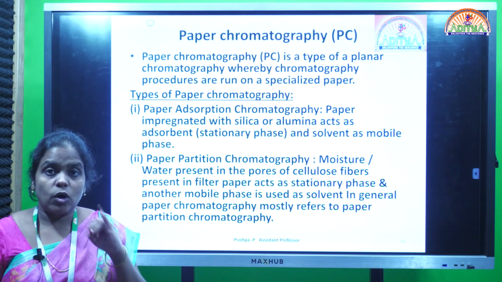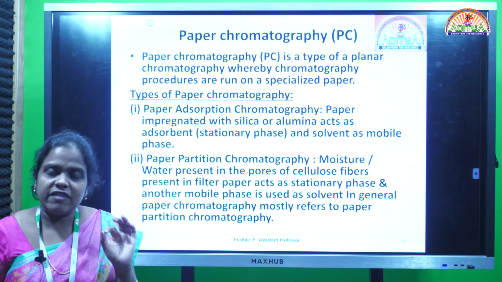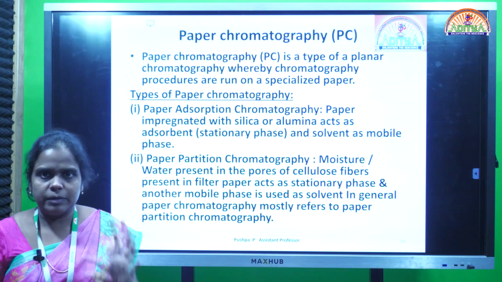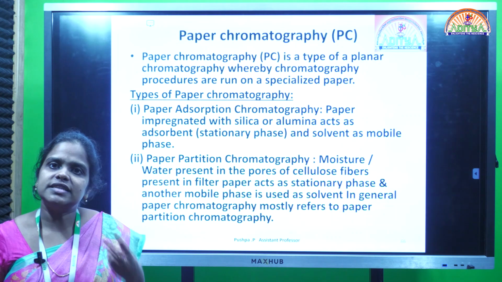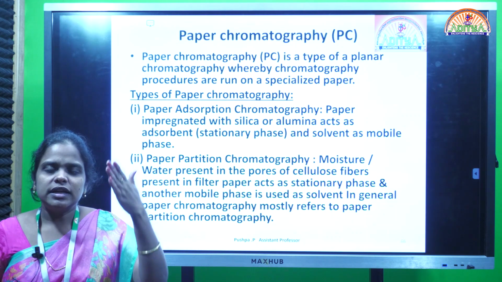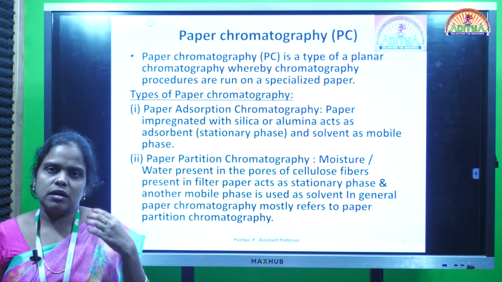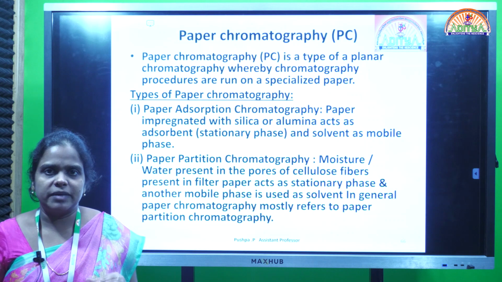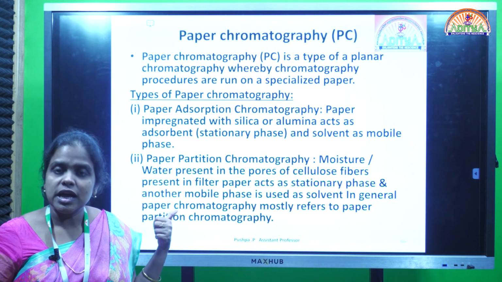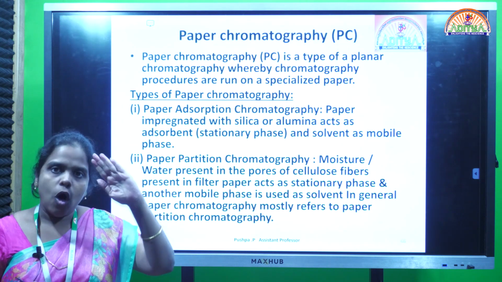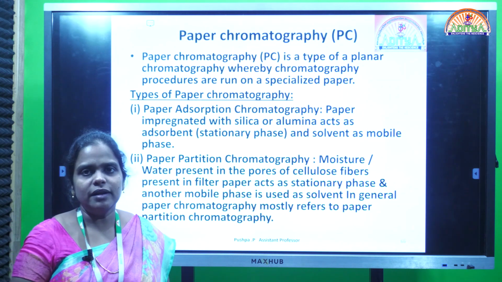Already we have discussed column chromatography and thin layer chromatography. In column chromatography we use a column as a chromatographic bed. That means in that glass column we do all the chromatographic separation. Whereas in thin layer chromatography we use a thin layer on an aluminum plate or steel plate or glass plate as a chromatographic bed. In paper chromatography, the name itself denotes that we use paper as a chromatographic bed. That means on the paper we do the chromatographic separation. That's why it is called paper chromatography.